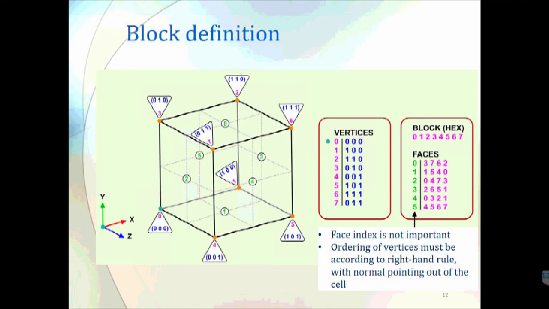Because the z direction is increasing in this way, this is the front plane and this is the rear plane. So we are going to define our block using the vertices of this plane first. What are the vertices of this plane? 0, 1, 2, 3. So the vertices of this plane are 0, 1, 2, 3. This is the description until this point.